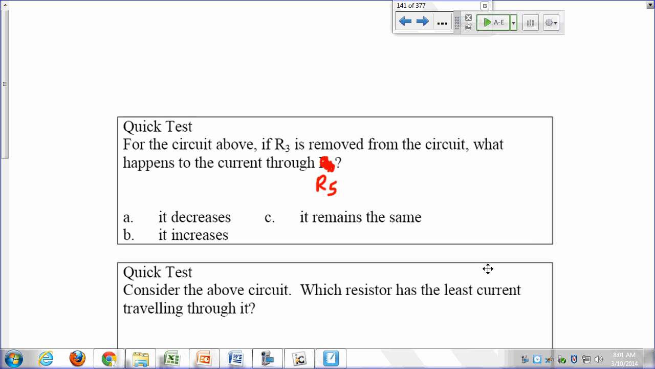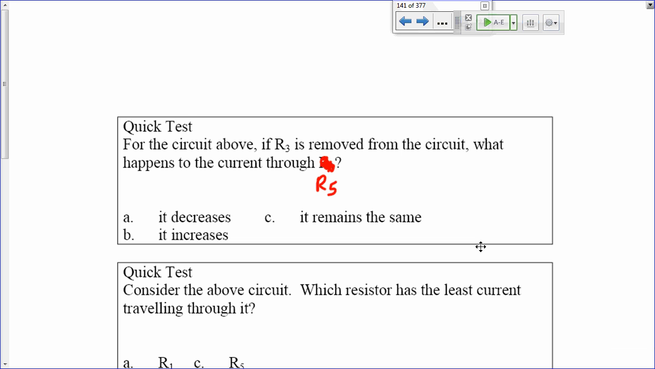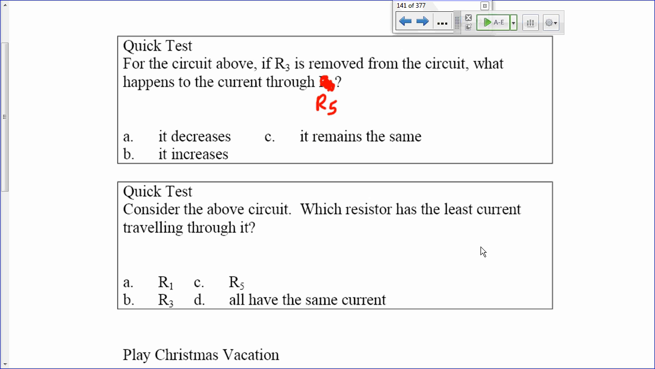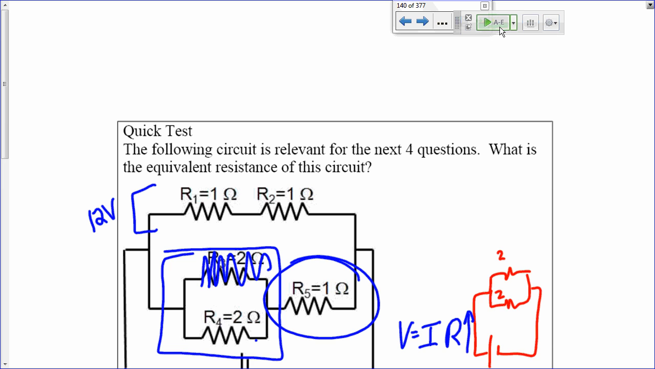If my equivalent resistance goes up, then there's going to be less current flowing through that whole branch, the lower branch. All right, now let's look at this. Which resistor has the least current traveling through it? R1, R3, or R5, or they all have the same current?